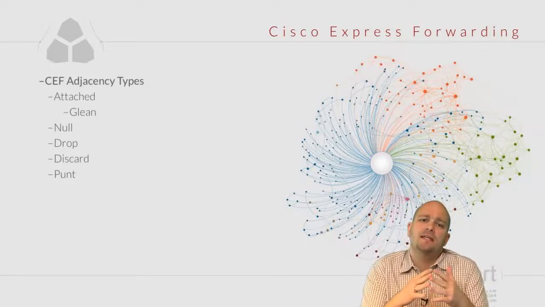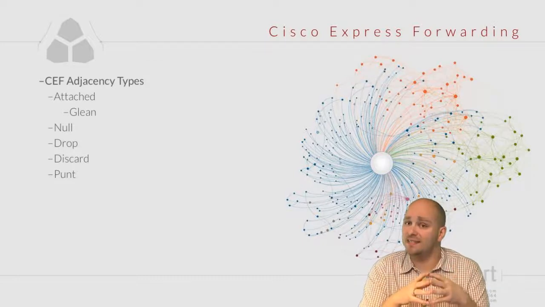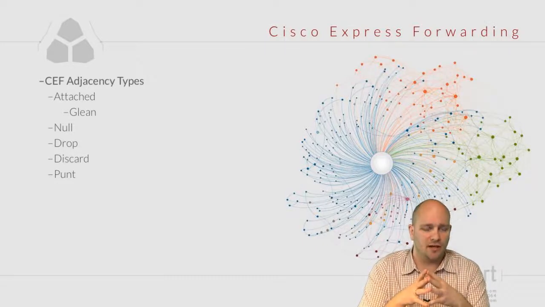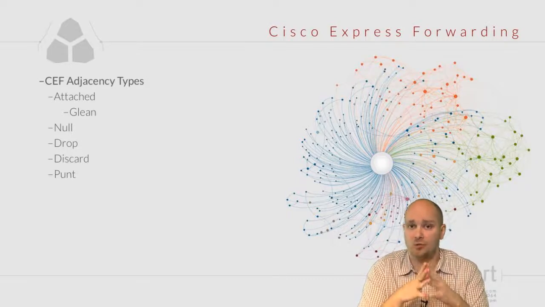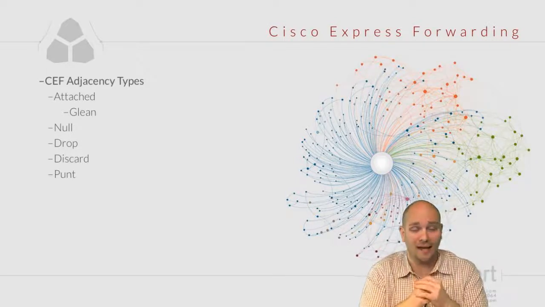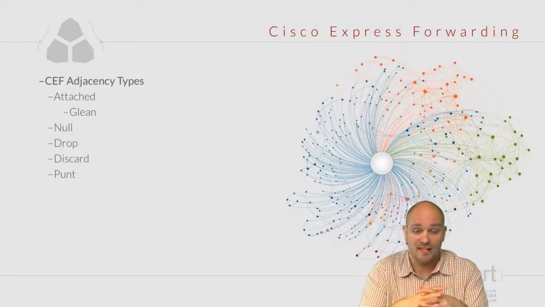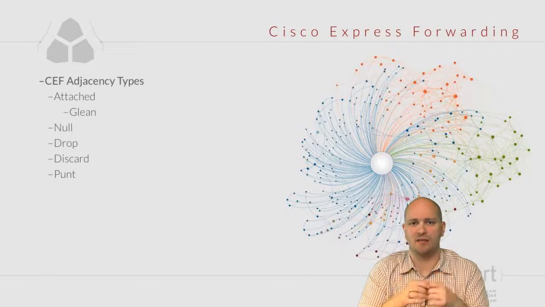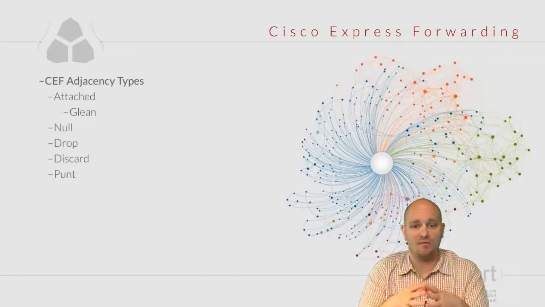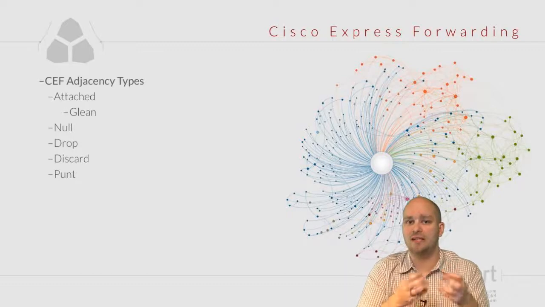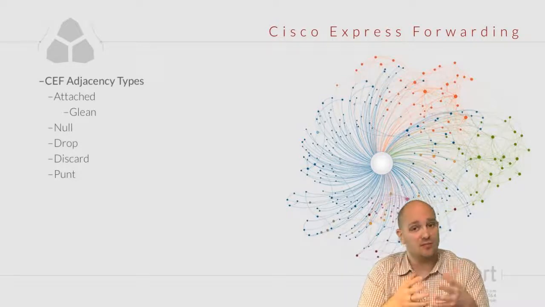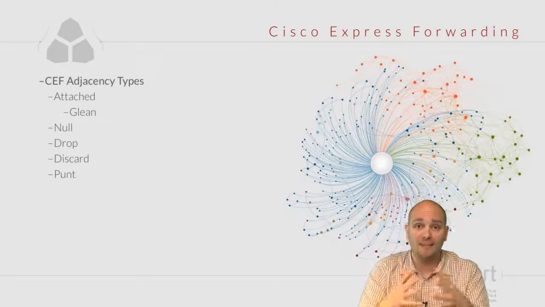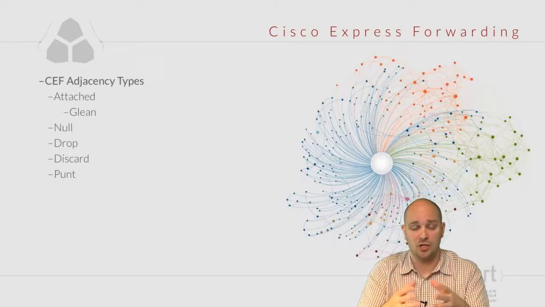Punt adjacency is an adjacency in which, unfortunately, CEF cannot directly forward the traffic. For punt adjacency, we need to send the traffic back to the control plane. We need to send it to the brain of our device, towards the route processor. This happens when certain flags have been set in IP packets, like, for example, the router alert, or we have a receive adjacency, the traffic that needs to go to the router itself. This traffic, we say, is being punted. Just like a ball in American football, we are punting this traffic towards the routing engine for forwarding.